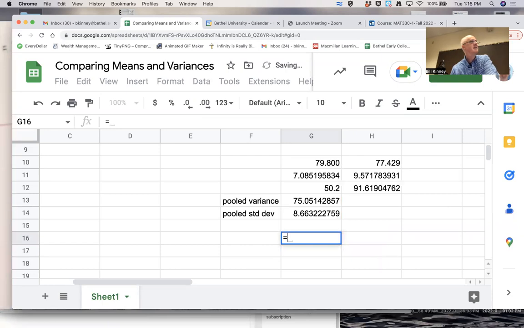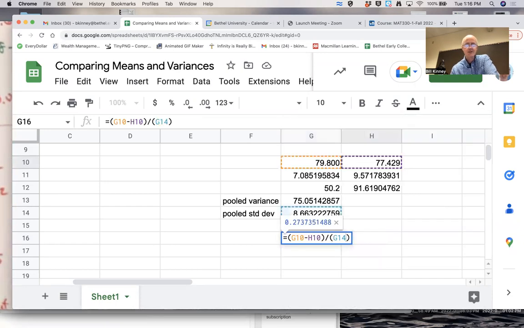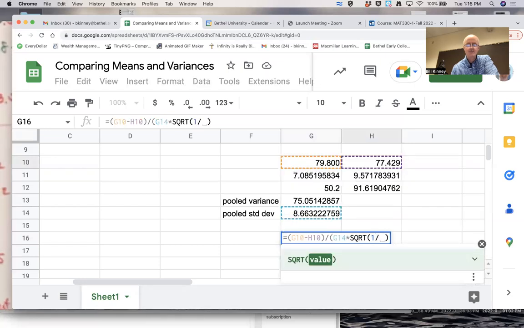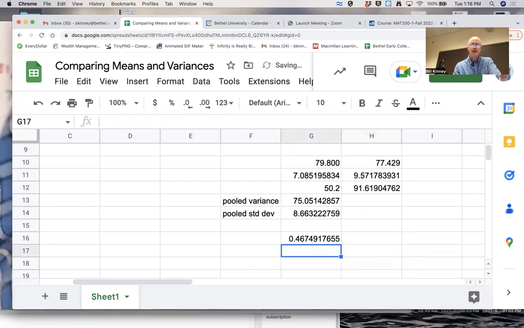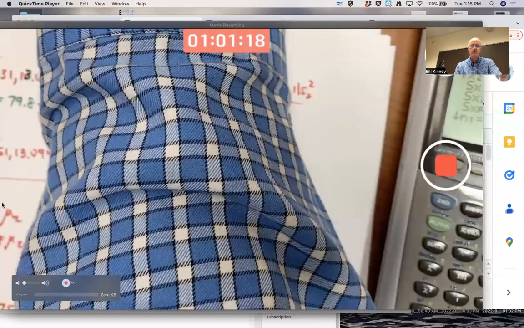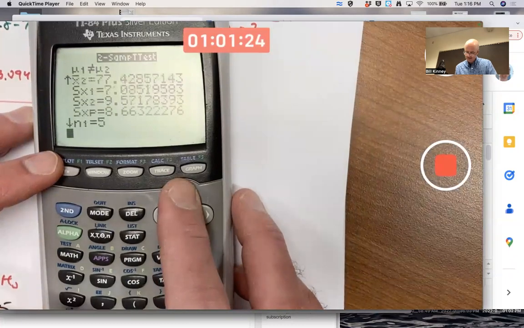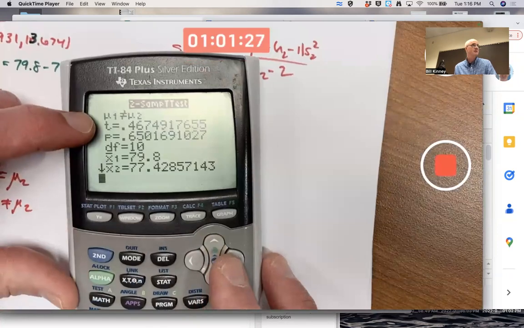We could try to calculate the observed value of the test statistic. In the case of pooling, it would be, watch what I type here, x1 bar minus x2 bar minus 0 divided by the pooled standard deviation times the square root of 1 over n1, which is 1/5, plus 1 over n2, which is 1/7. 0.467, is that what we got before when we pooled? For the t-statistic? Yep, 0.467.